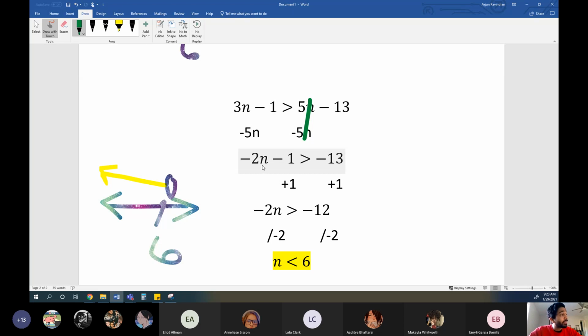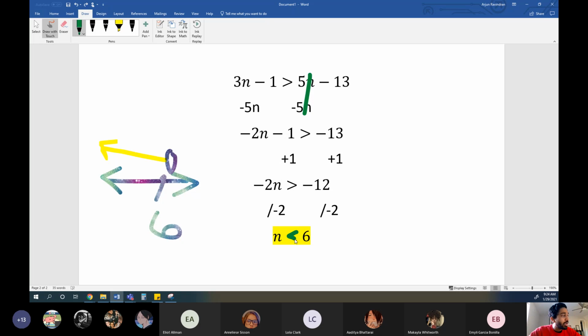3n minus 5n is negative 2n. Add 1 to both sides. Negative 13 plus 1 is negative 12. Here you can see opposite signs. Opposite signs, we subtract the numbers and take the larger sign. The larger sign is the negative, and so when we subtract them, we get 12, and then we keep that negative sign.